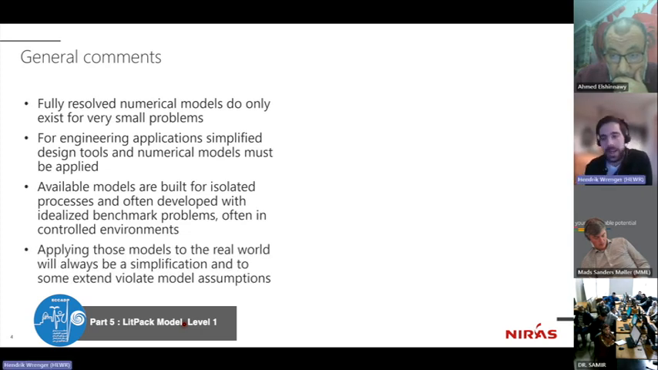But when we then apply those models to the real world, and that's what we're doing in this course, that's what that course is all about: how can we use the LitPack modules in the context of coastal management and coastal design? When I apply those models to the real world, there will always be simplifications. And furthermore, we will, to some extent, violate the model assumptions.